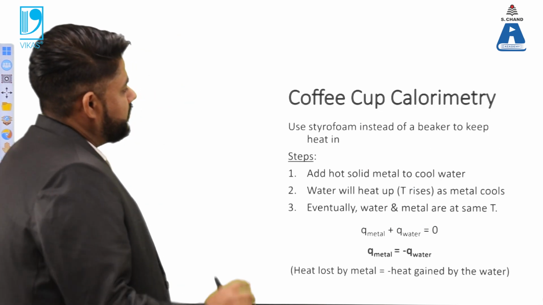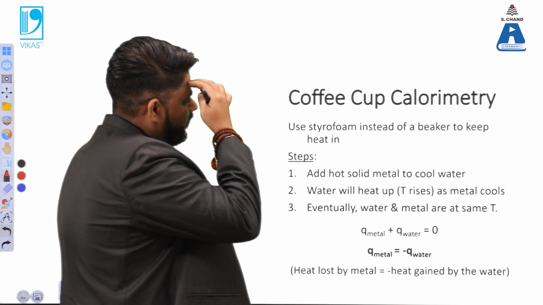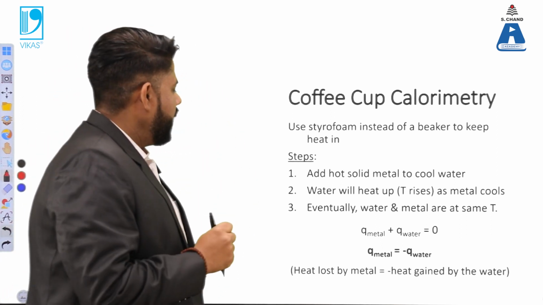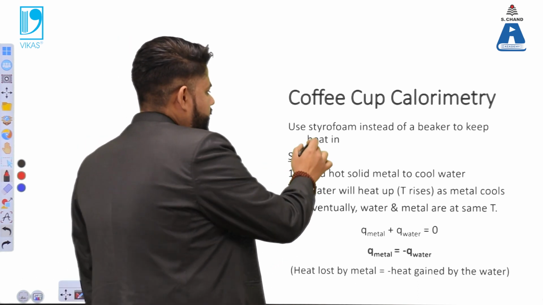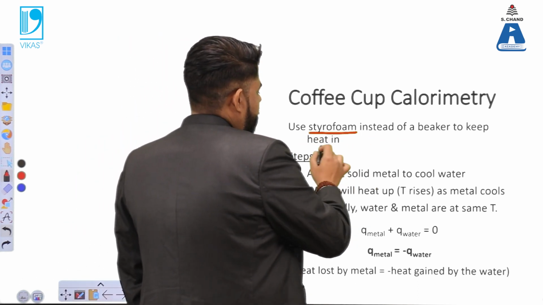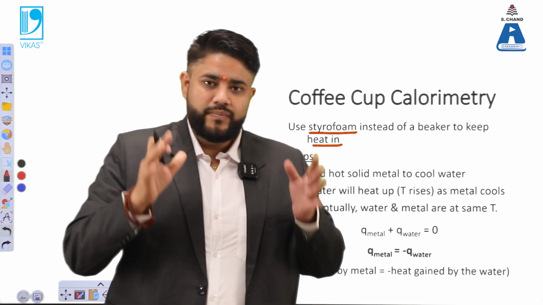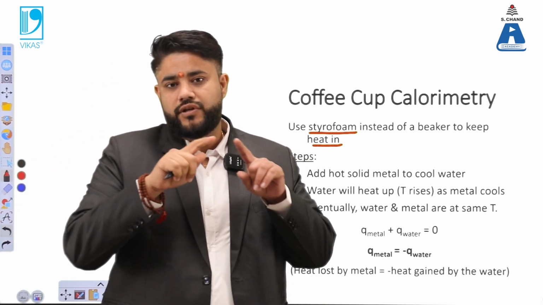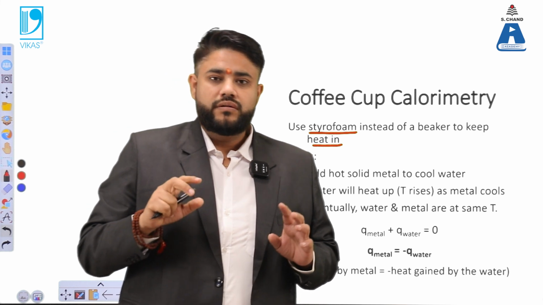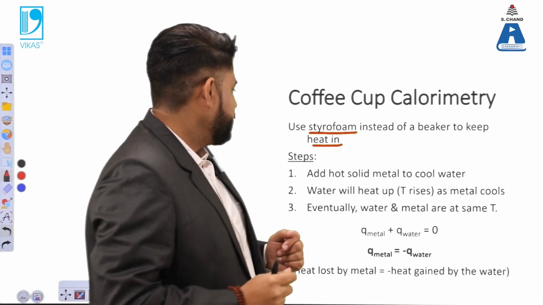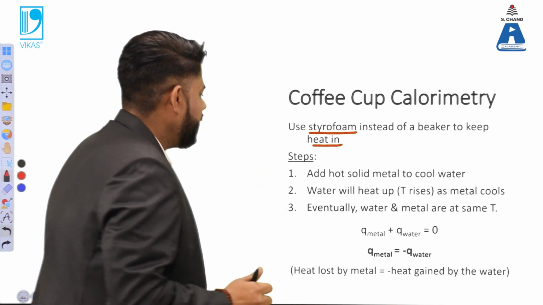There is one aspect of this calorimetry which is called coffee cup calorimetry, and herein we use styrofoam instead of a beaker to keep the heat inside. So, what we do is we have a beaker in general, but we use styrofoam in order to not allow heat to escape out of that system. Okay. So, what are the basic steps here?